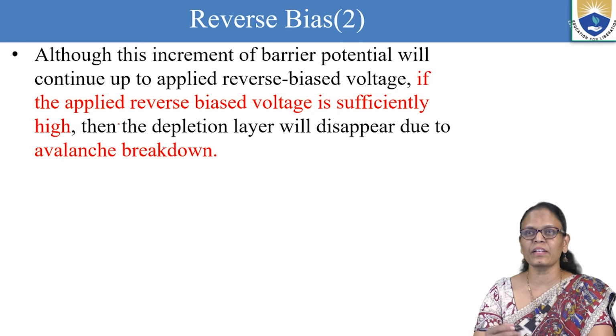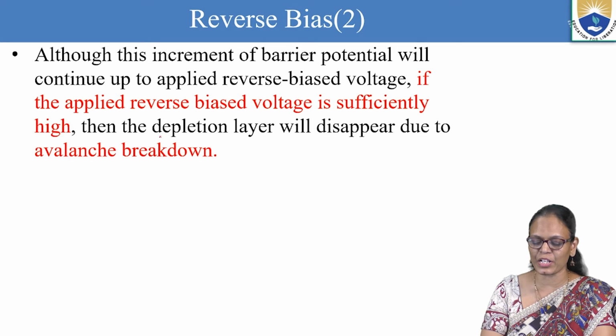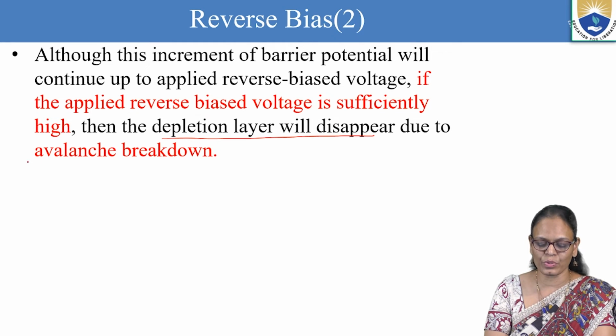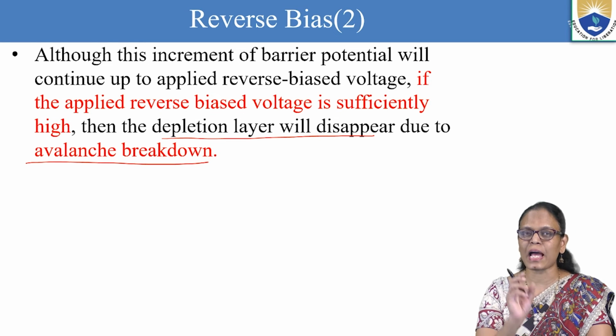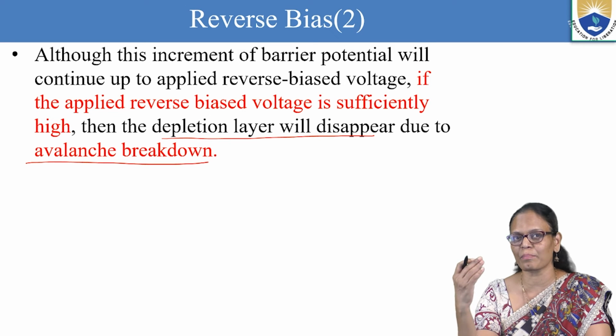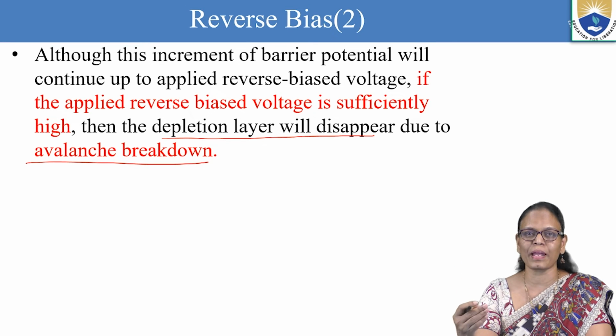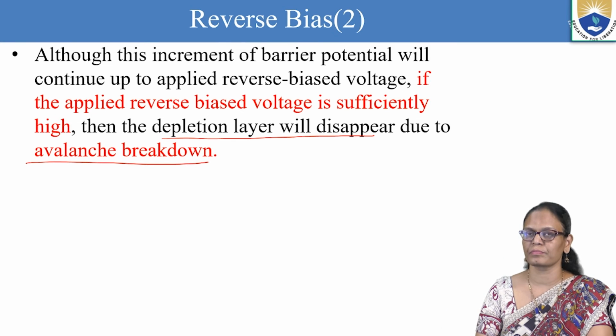If the applied reverse bias is sufficiently high, meaning if it can overcome this potential barrier, then the depletion layer will disappear due to avalanche breakdown. So we call it avalanche breakdown. Meaning at one particular point, if the applied voltage is more than the barrier potential, the barrier breaks down and we call it avalanche breakdown.